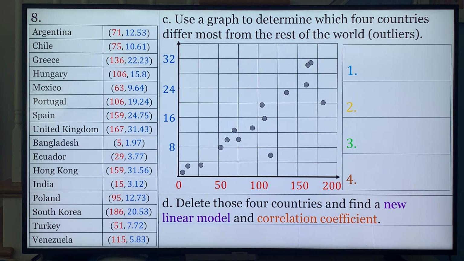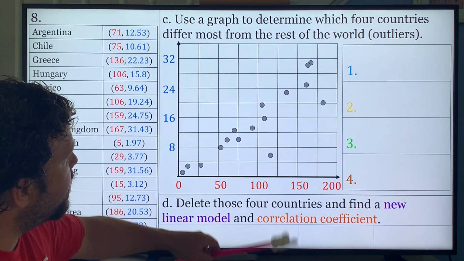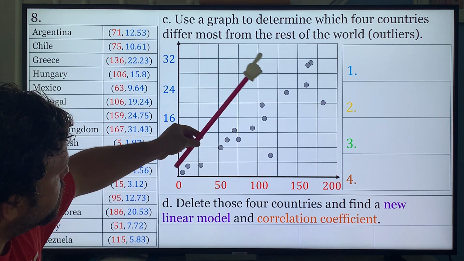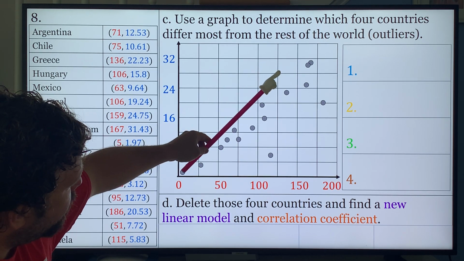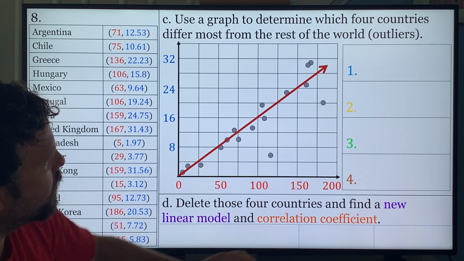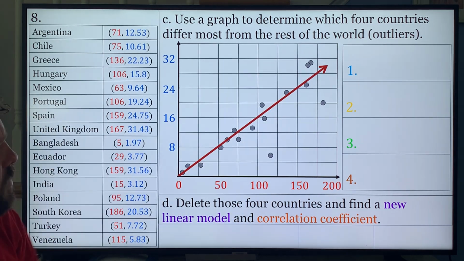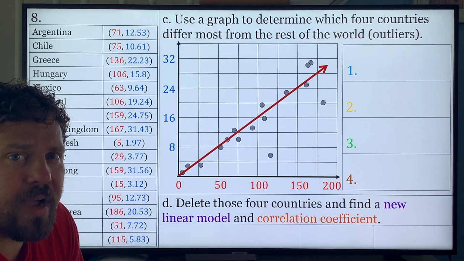So now, you're going to go back to, I think it was algebra. I want you to best fit this curve. That means you're going to draw a line that looks like it should go through most of these points. Just take a straight edge and move it till it gets to this. Now mine's not long enough, but I believe it should be around here. Boom. Now, I have the numbers 1 through 4 right there. Use the graph to determine which 4 countries differ the most from the rest of the world, your outliers.